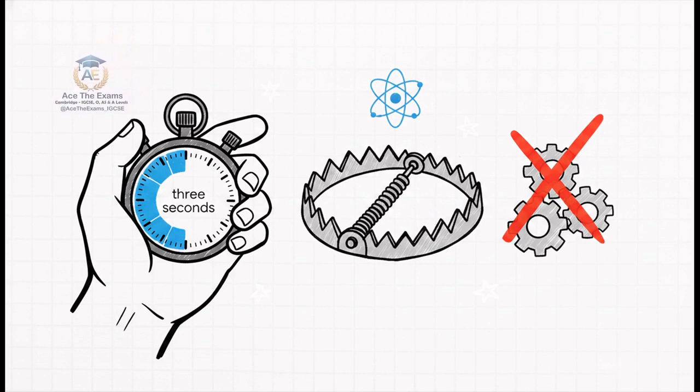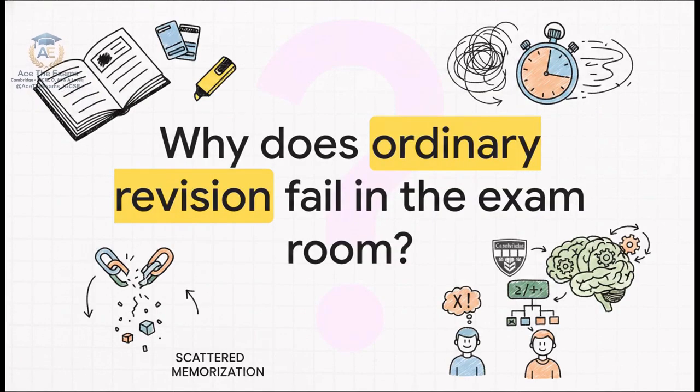You see, the mark scheme is completely unforgiving here. Examiners don't just want the fancy label. They want to know that you actually understand the mechanics of the universe you're trying to describe. So that brings us to a pretty massive question, right? Why does ordinary physics revision completely fail when you're actually sitting in that exam room?